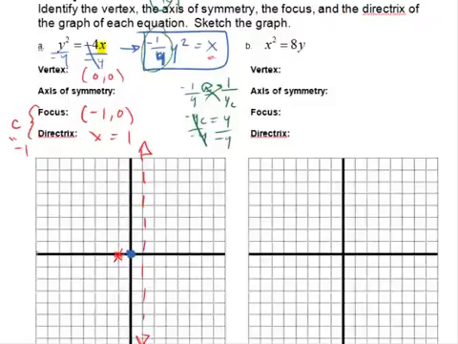And now we can see the axis of symmetry. The parabola cannot cross the directrix. It must swing around the focus, like this, which means that the axis of symmetry is running perpendicular to the directrix. This is going to be y equals 0.